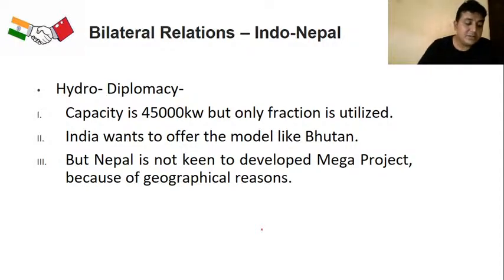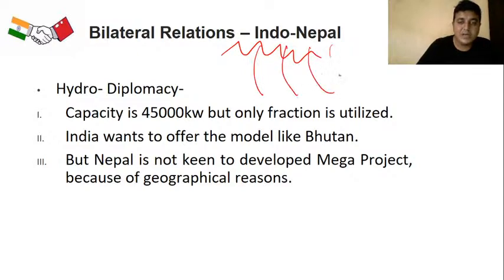Okay. The next thing is hydro diplomacy. As you know, Nepal has the Himalaya, and most of the rivers flow from the Himalaya. India wants to tap this potential, but Nepal is not in a position to take advantage of this hydro potential. Why is it so? Because compared to India, Nepal is economically weak. To build a dam requires a huge amount of investment, and they are not in that position. So India wants to help them.